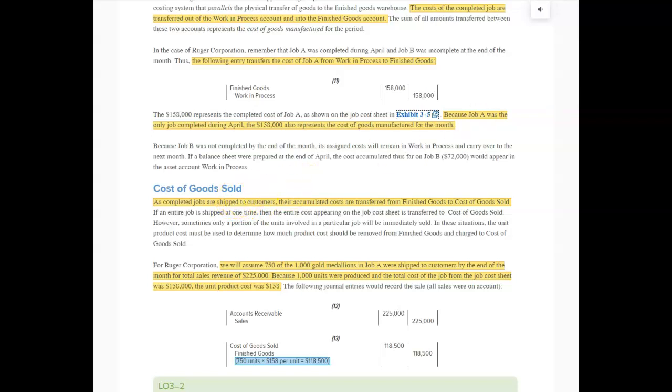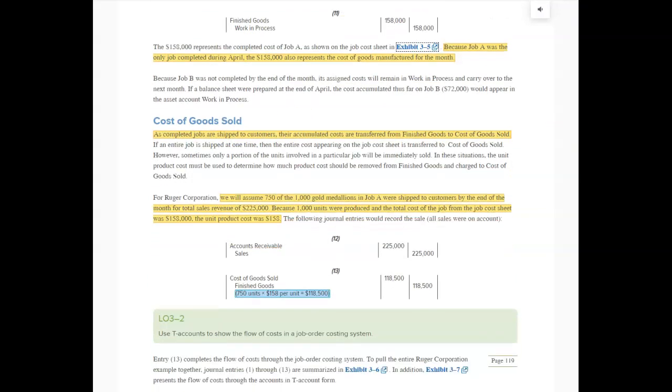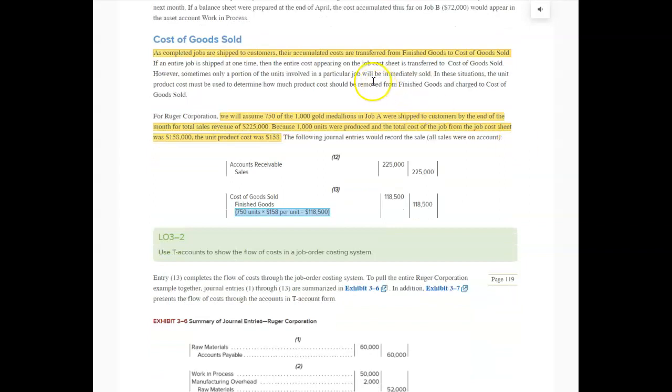Cost of goods sold, similar to what you had in the previous course. Let me scroll down a little bit. And here we have 1,000 gold medallions. So 1,000 units of job number A were produced. If we sell 750 of these 1,000, then we don't charge all the $158,000 to cost of goods sold because we didn't sell all of them. So just the units we sold, and if we produced 1,000 and total cost $158,000, then just divide, and that's $158 cost per unit.